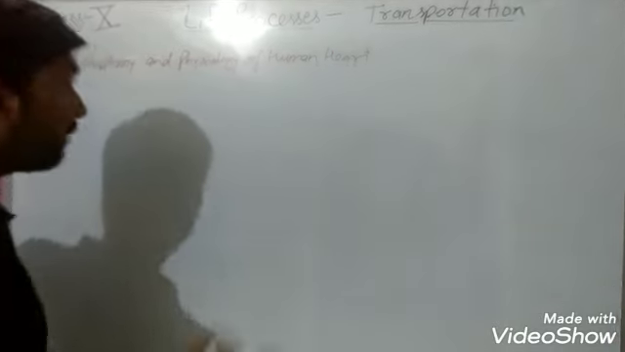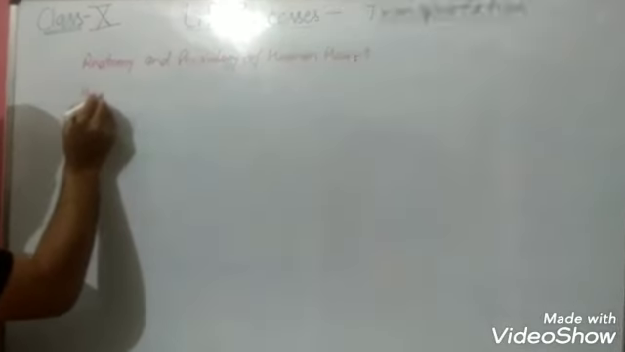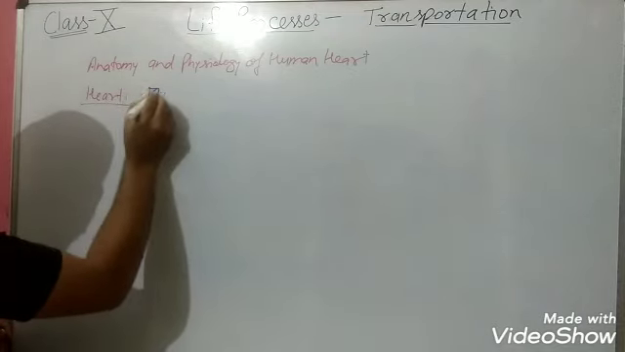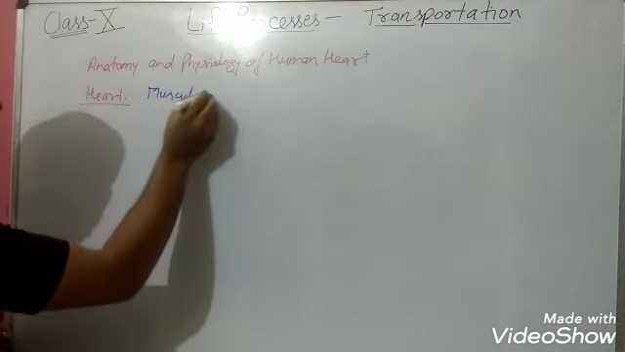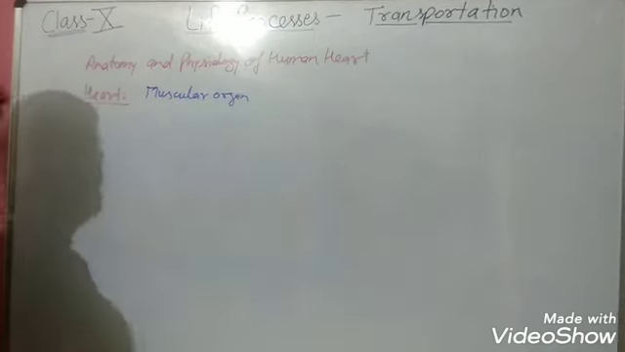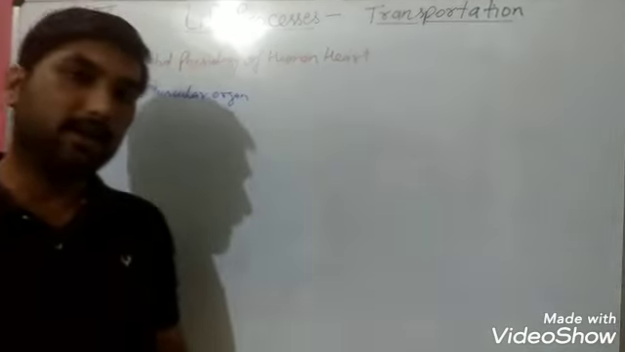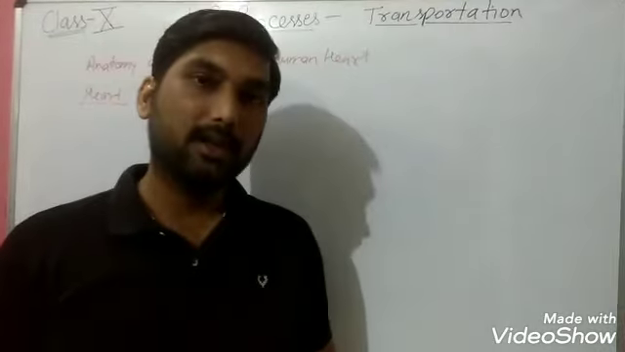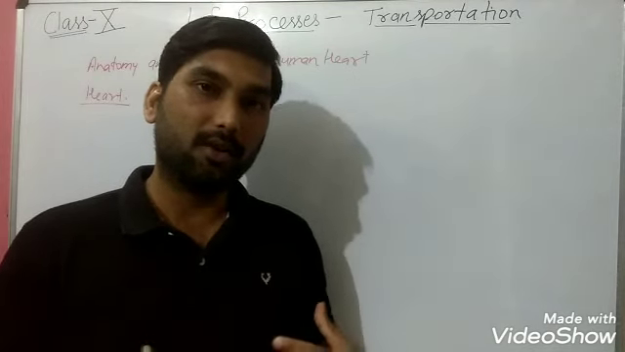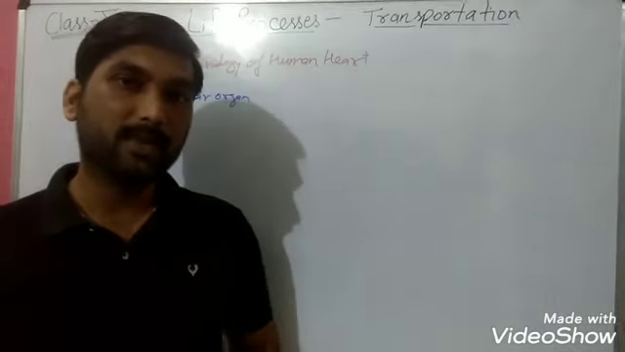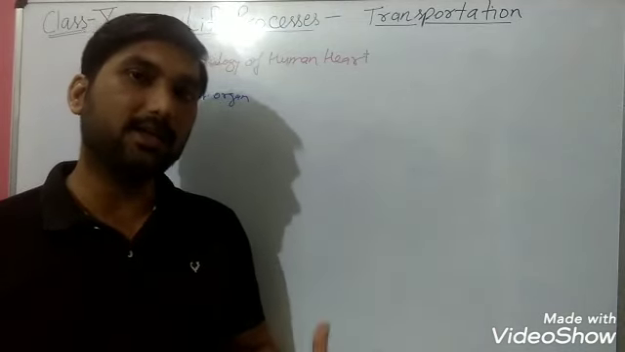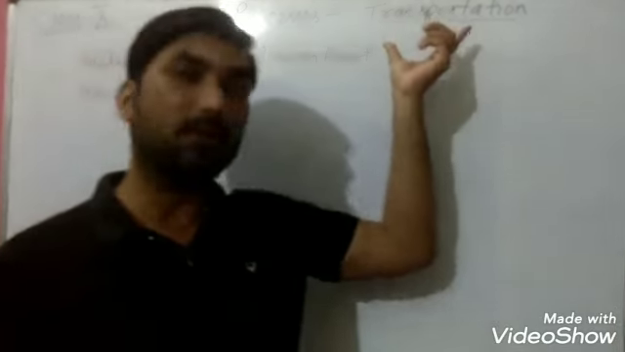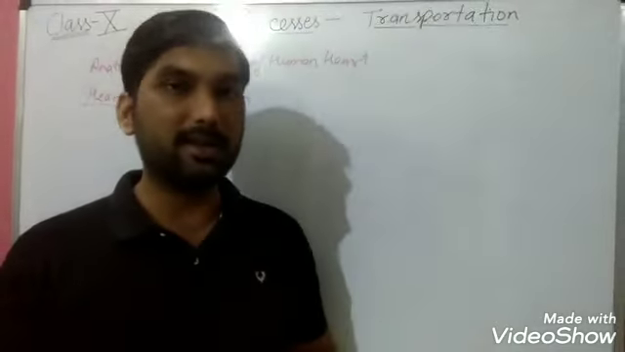About the heart, you all have basic knowledge that it is a muscular organ which can contract and relax, and due to its contraction it pumps blood throughout the whole body so that all the tissues and cells in our body can absorb nutrients and release metabolic waste into the blood, and thus the process of transportation can be conducted easily.